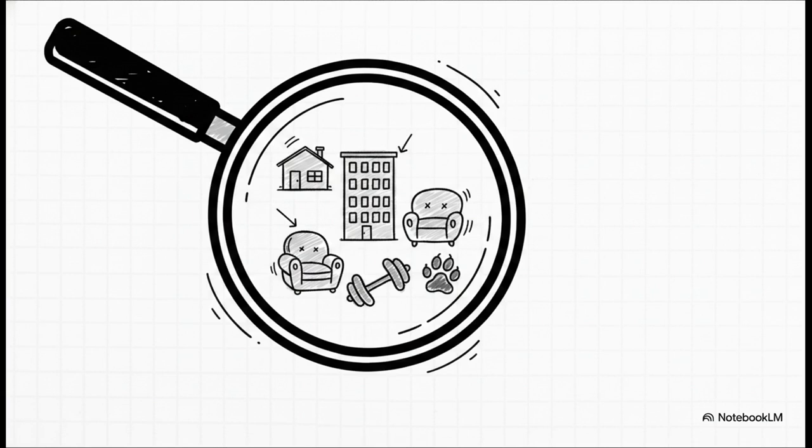Is the unit furnished or unfurnished? Do you get official access to building amenities like the gym or the pool? Which specific fixtures and appliances come with the space? And is it formally classified as pet-friendly? Because remember, if it is not written down in the lease, it doesn't exist.